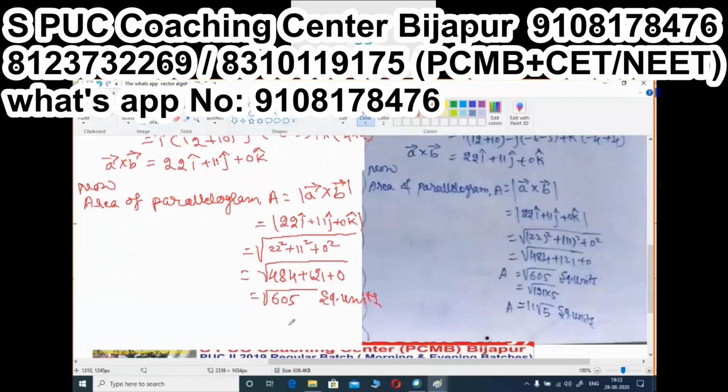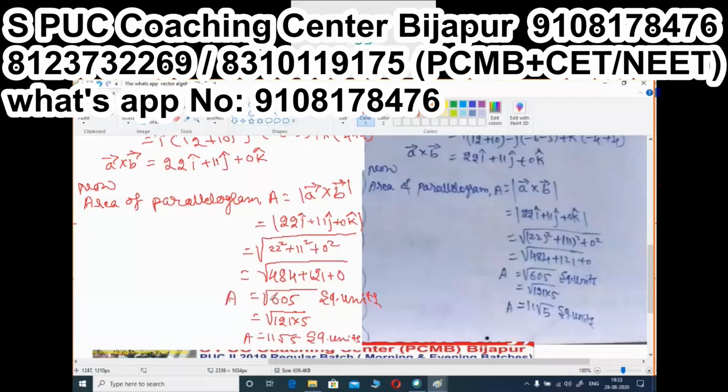This 605 can be written as root of 121 into 5, that is going to come out as 605. So root of 121 is 11, then root 5 as it is. This is the area, that many square units.